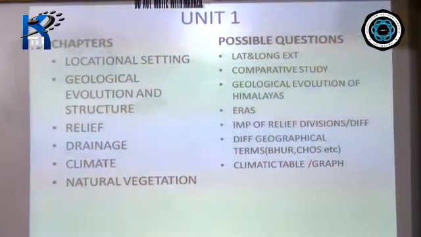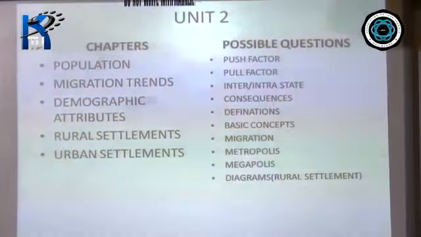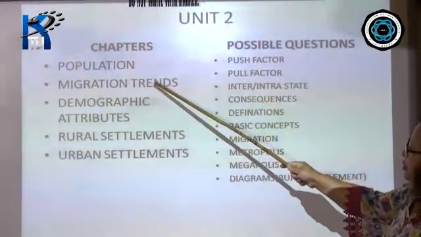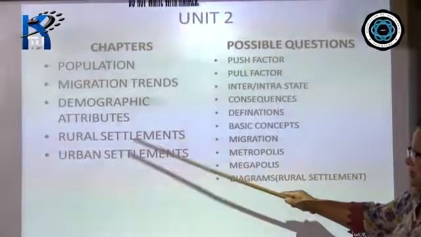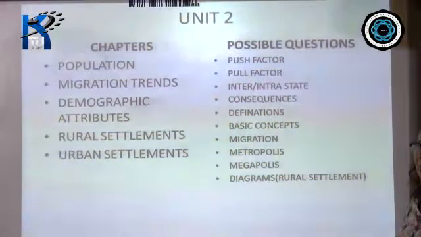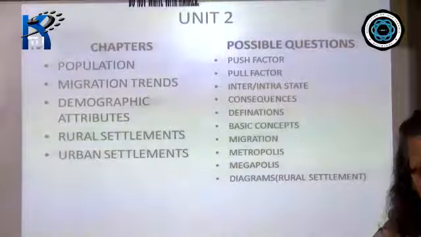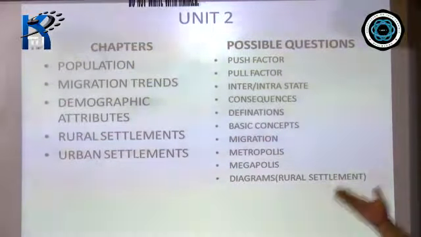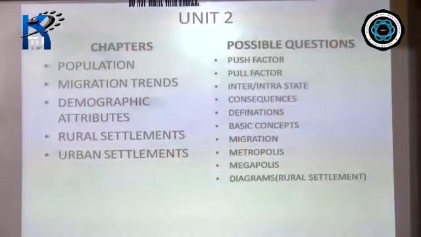Now you come to the second unit. In the second unit, you have chapters like population, migration trends, demographic attributes, rural settlement, and urban settlement. I suggest you all to choose this unit because in this unit, you get direct questions. The questions are mostly direct, and it's easy to understand also. And there are certain common terms that are asked almost every year. It's repeated. So if a choice is given to you all, I think it'll be better if you choose a question from unit 2.